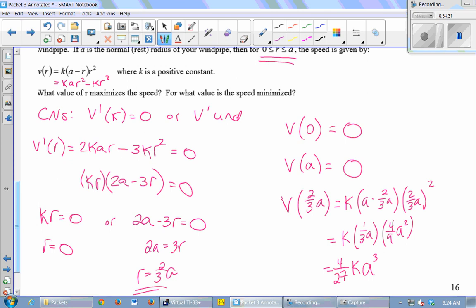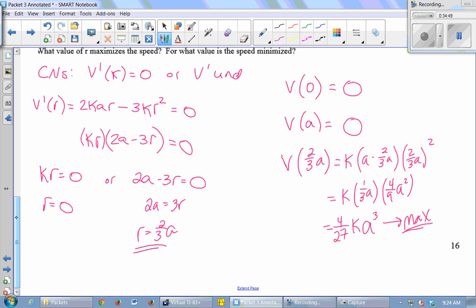And we know a is positive, k is positive. This is some positive velocity. So this is my max, global max. All right, any questions? This is a minus. And so 1a minus 2/3 a is 1/3 a.